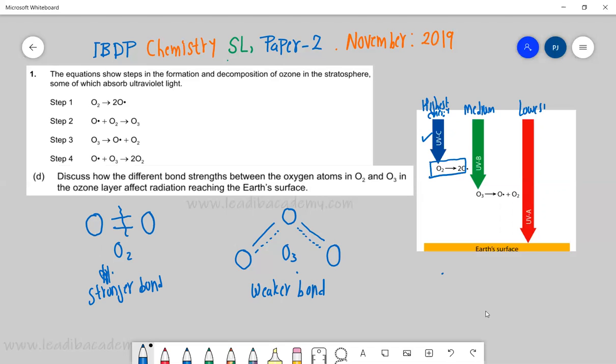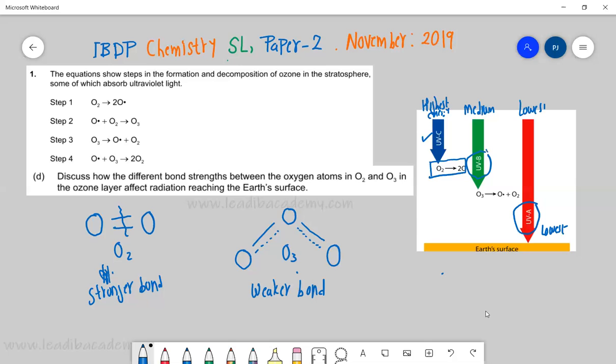Then in case of ozone, we know that it is a 1.5 bond, or a slightly weaker bond. So it takes care of the medium strength ultraviolet radiation, called UVB. So oxygen takes care of UVC, which is the higher energy, then ozone takes care of UVB. And finally, what reaches Earth is only UVA, which has the lowest possible energy. This is how it works.